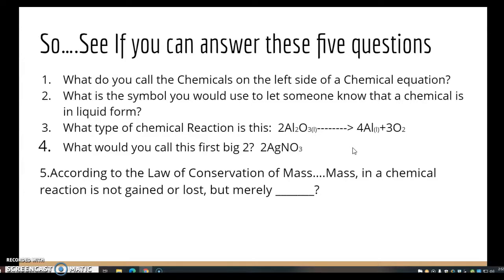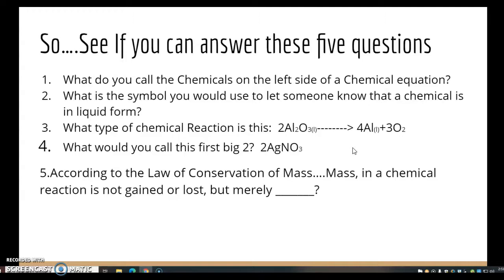What type of chemical reaction is this? That is an example of a decomposition. AB becomes A plus B. Number four, what would you call the first big 2 in 2AgNO3? That is what's called a coefficient. I've not taught that yet, so if you knew that, it's because you've taken some algebra. That's called a coefficient. And the little 3 there is called a subscript, as you guys know.